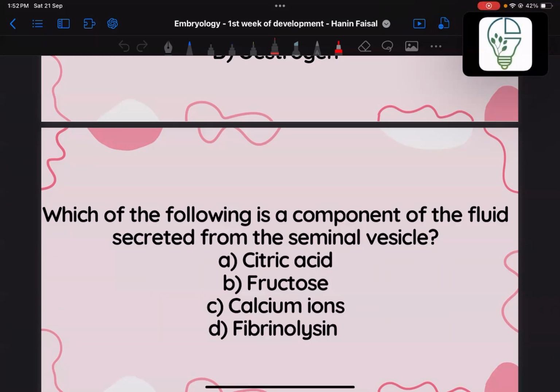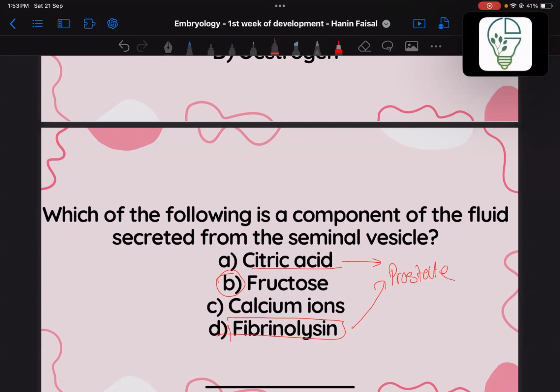Perfect. It's fructose. Why not A? From where is A released? Prostate, exactly. And from where is fibrinolysin released? Prostate as well, mashallah. Correct.